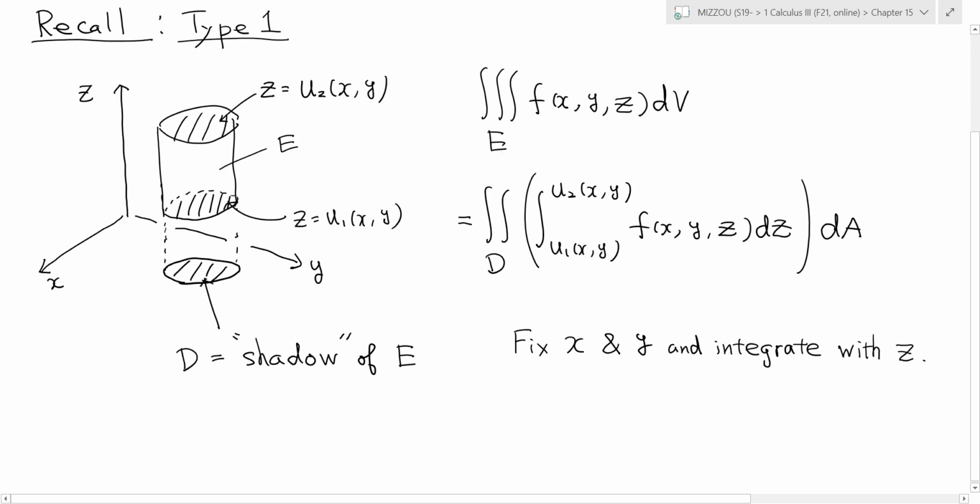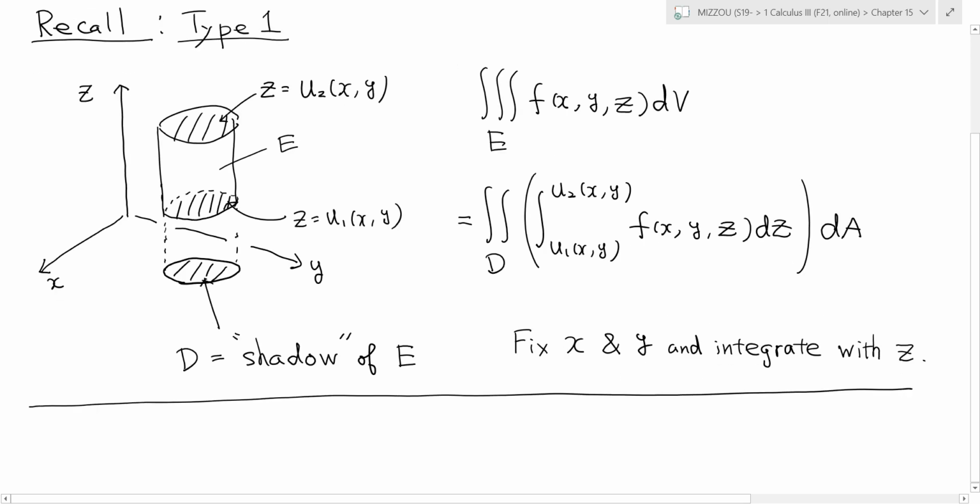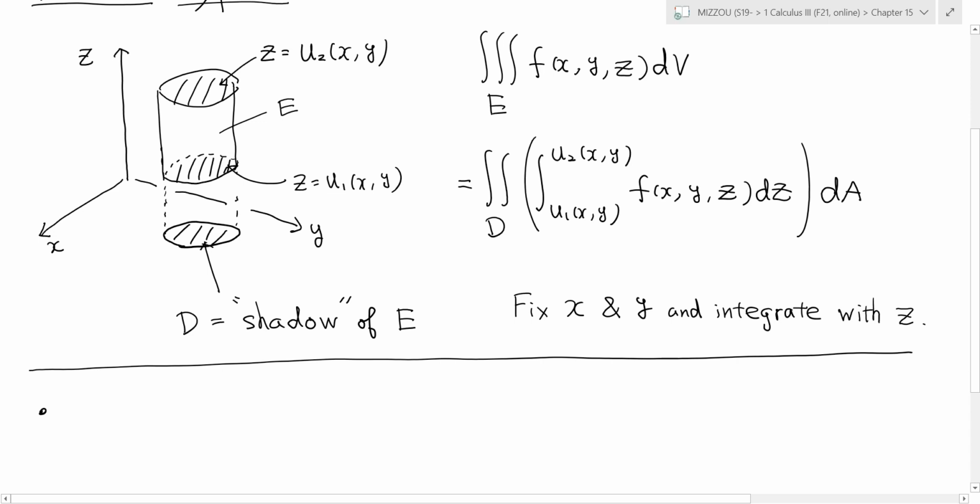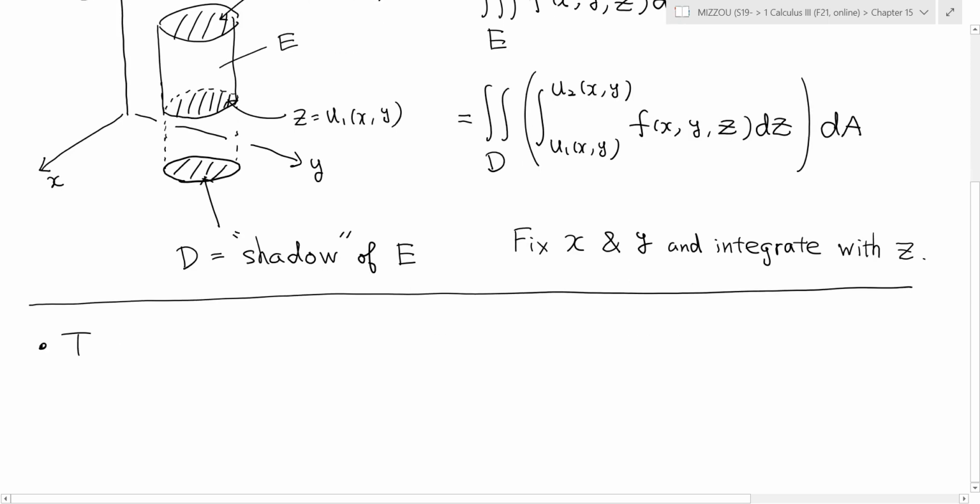And of course, you can generalize, since you have a different situation for E. Namely, there's a situation where you fix Y and Z and integrate with X, or you fix X and Z and then integrate with Y. And those are respectively called type 2 and type 3.